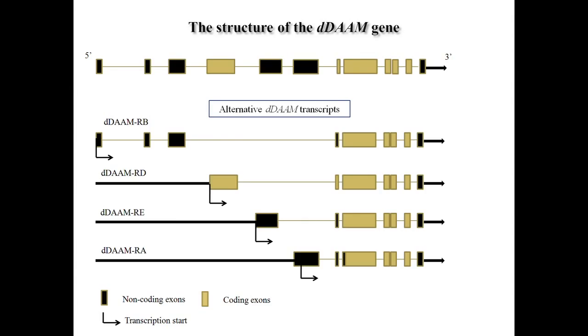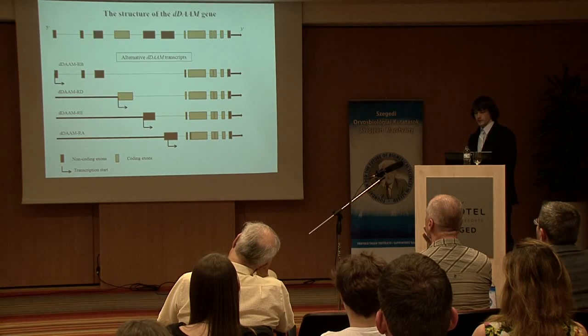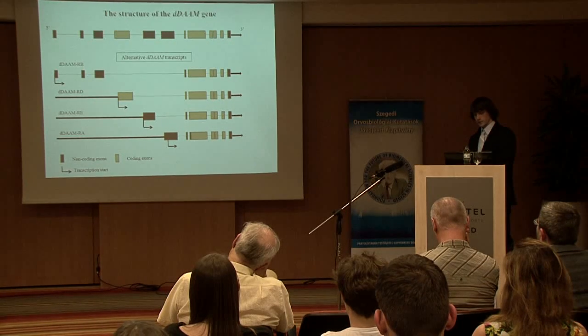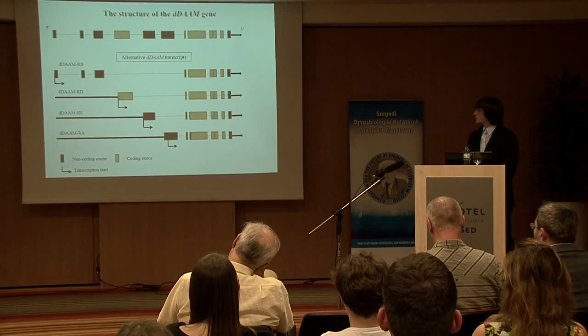But it remained partly unclear what is behind this complexity and whether isoforms play a role in that. Here you can see the schematic structure of the Drosophila DAAM gene according to the FlyBase annotation. There are alternative transcripts with different transcription start sites and promoters. We thought to systematically examine each of these transcripts by creating isoform-specific mutations that were compared to the null mutation.